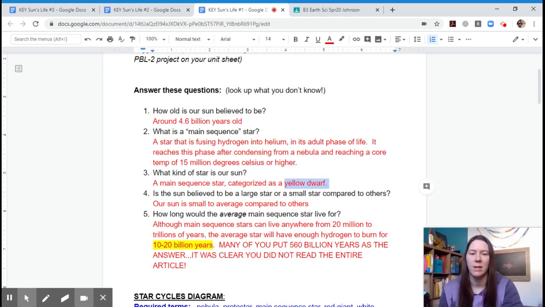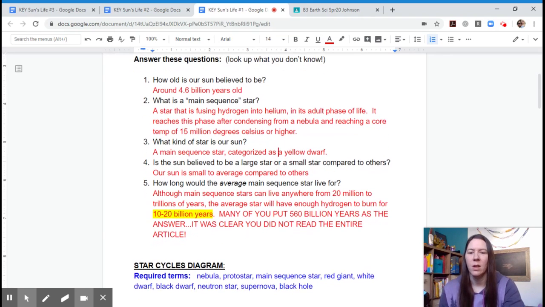Categorizing it, it is technically called a yellow dwarf, and dwarf meaning tiny. Dwarf in this case does not mean dying, just means tiny. So that being said, our sun is small to average compared to others. It's not a large star. This comes in handy when we're trying to think about what path it would take in life. And the star cycle diagram question down here next shows you, hey, here's these paths that stars can take. Then we can use that to think about our own star.